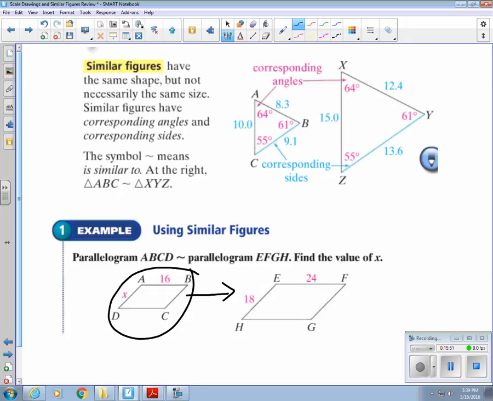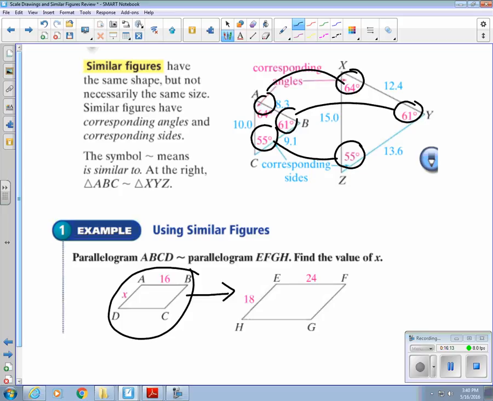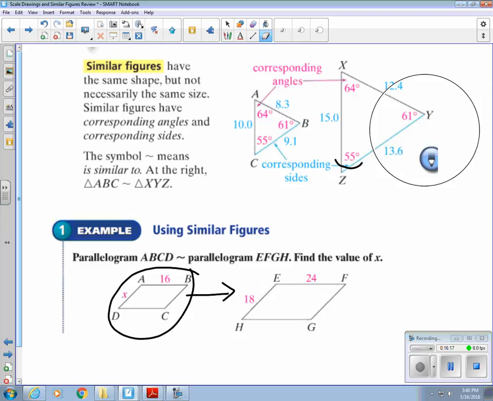But one thing, especially with geometric figures like these triangles, what we do know is that corresponding angles that are in the same position, like 55, these two angles are in the same position. Angles that are in the same position are always equal. So 61 is equal to 61 over here, 64 is equal to 64 over there, because they're all in the same position. Those are called corresponding angles.